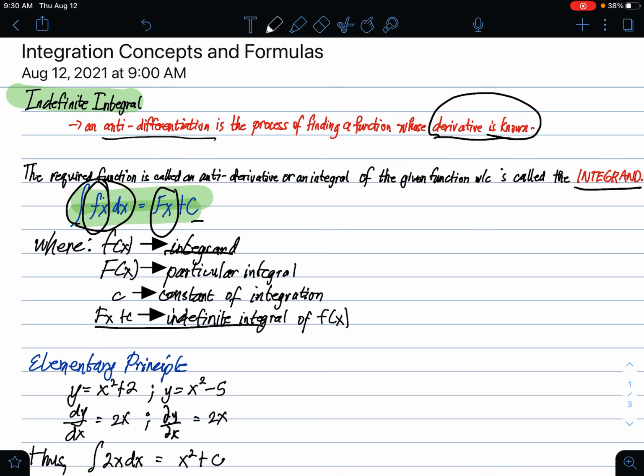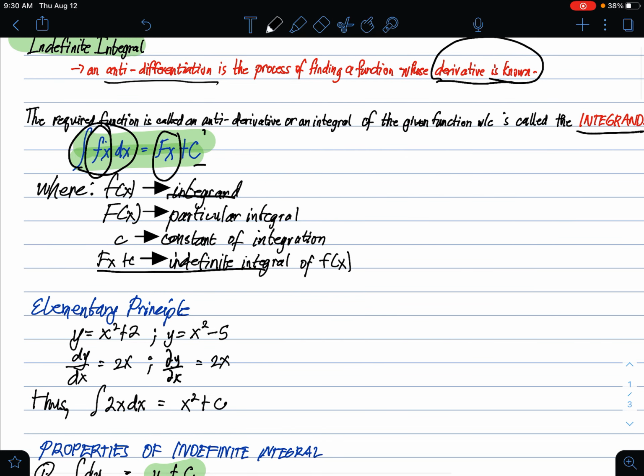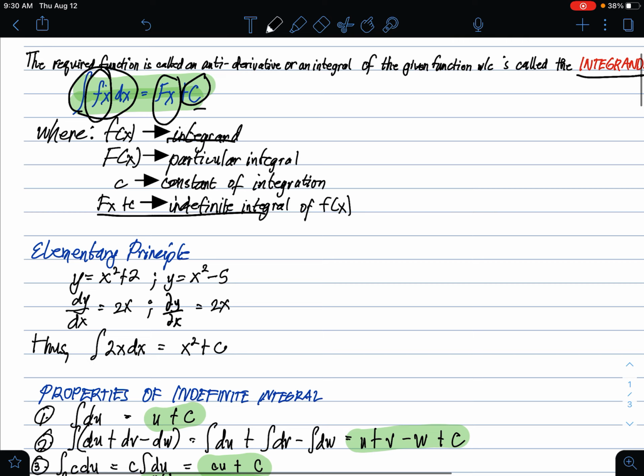So why do we say indefinite? Because our constant of integration is not known. So we don't know the c. It might be 0, 1, 2, 3, 4, or 5, or whatever constant that is. So let's talk about the principle.